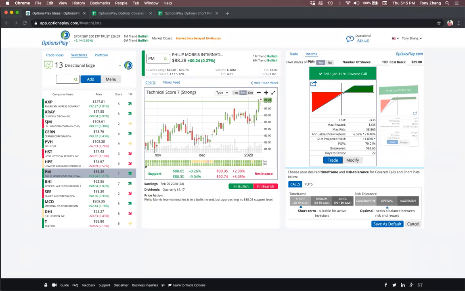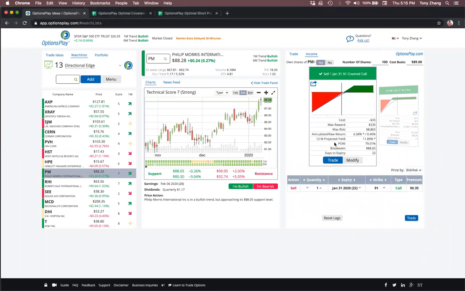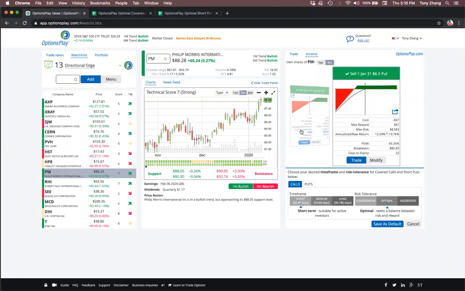And once you save those as default, you should see the same recommendations as I do. Does the tool provide the probability of not being assigned? Absolutely. For every single strategy that you see, there's a probability of expiring worthless. So for this covered call, there's about a 79% chance that this call is going to expire worthless. So we have that statistic on both the covered call and the cash secured put.